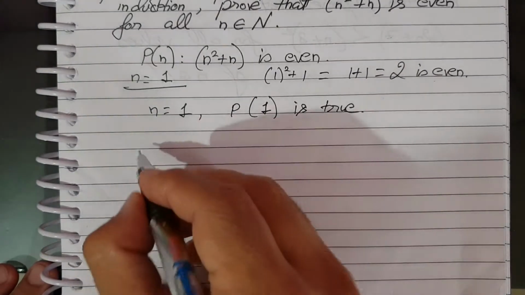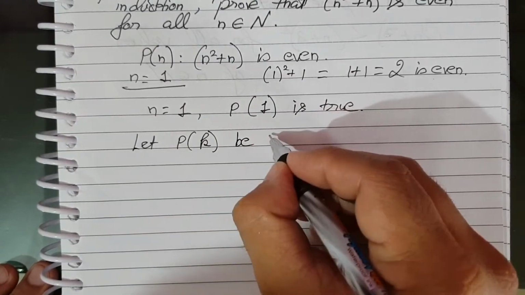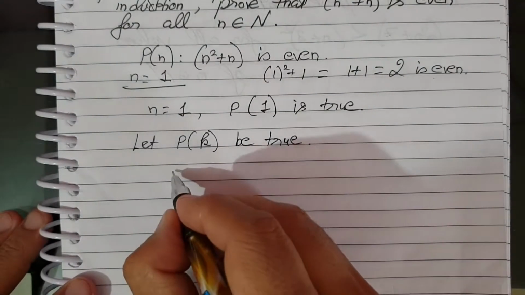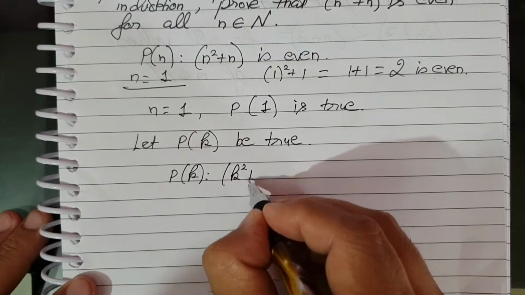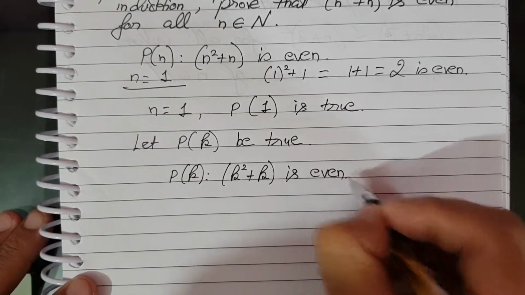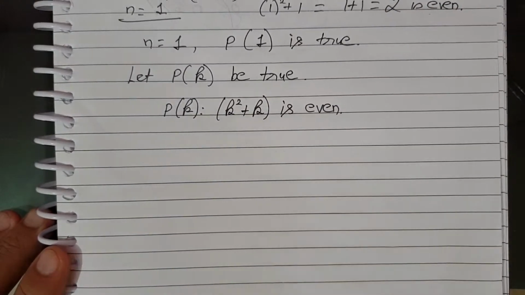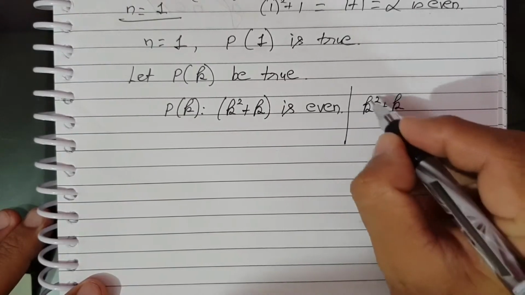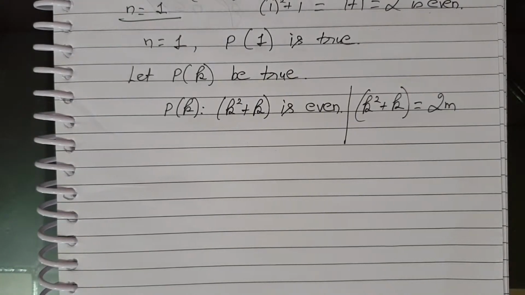Let pk be true. Then pk is such that k square plus k is even. Now see, again replacing n by k, k square plus k is even. So now when k square plus k is even, you can write k square plus k equals 2m, for some natural number m.